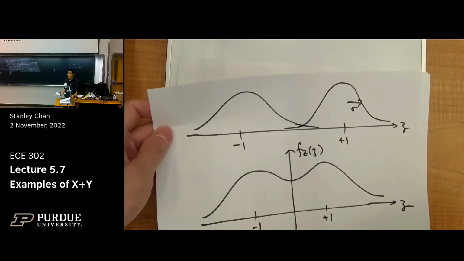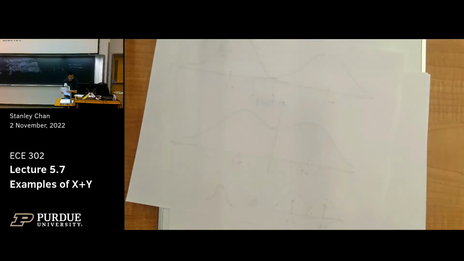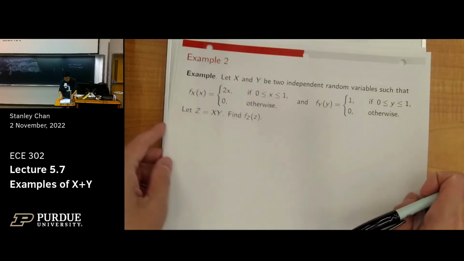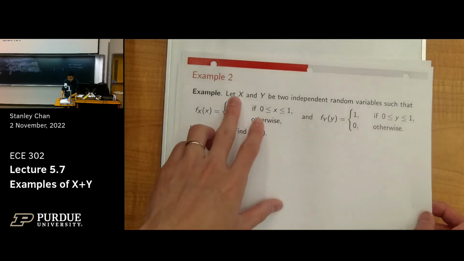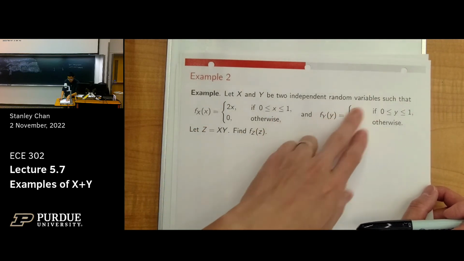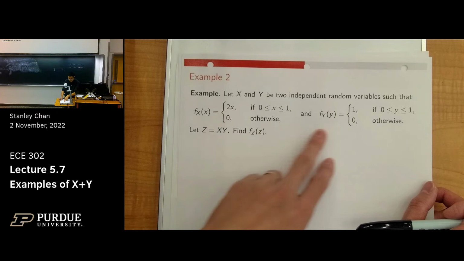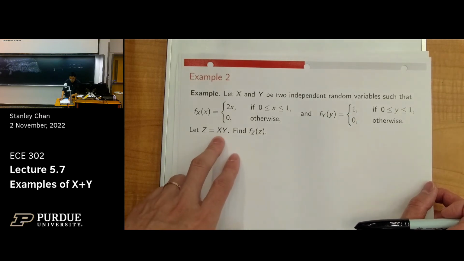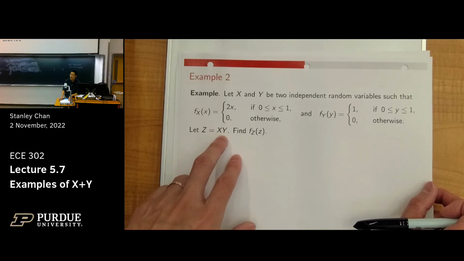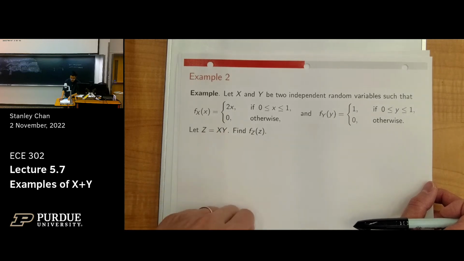Ready for another example? Let's do more examples. I think examples will be good. Example number 2. You have random variables x and y, they're independent. This is f_X, this is f_Y. Oh, this is f of x times y. Now, I promise it won't show up in the exam, but I want to show you how to do x times y. So how do you do x times y?